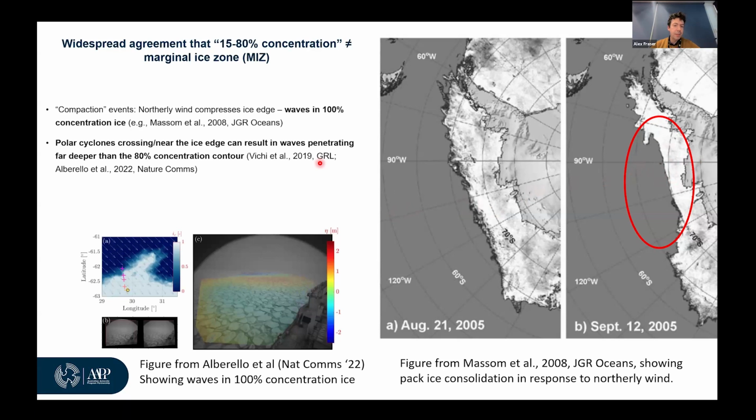Also, Alberto's great paper with the stereo images shows clearly that there is wave energy in regions of 100% sea ice concentration. Every year goes by and more papers are published with more and more evidence showing that waves are very happy to penetrate through 100% sea ice concentration. So the argument here is that we need to move away from this remote sensing definition of convenience for the Antarctic MIZ.